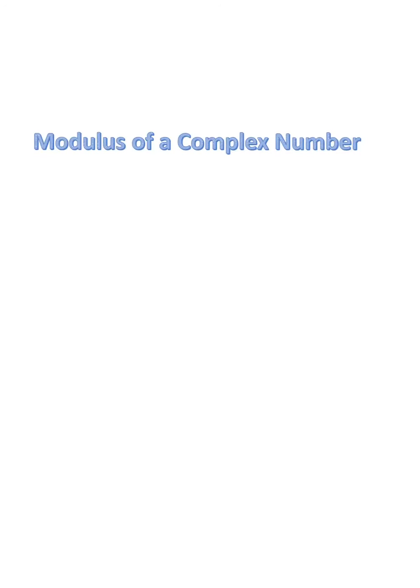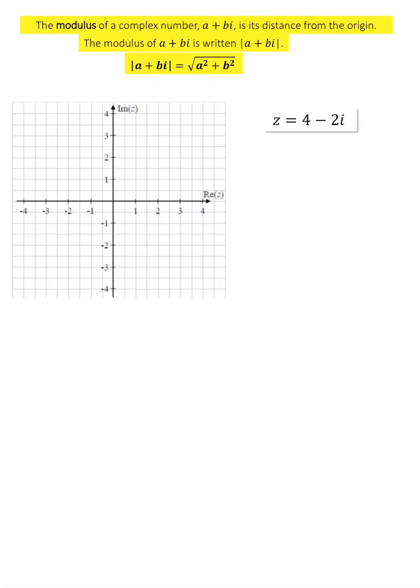In this video, we're going to be looking at the modulus of a complex number. So, the modulus of a complex number, a plus bi, is the distance from the origin. The modulus of, let's say, a plus bi is written as a line either side. Whenever you see the line either side, you know straight away you need to find the modulus. And all that is then is the square root of a squared plus b squared.